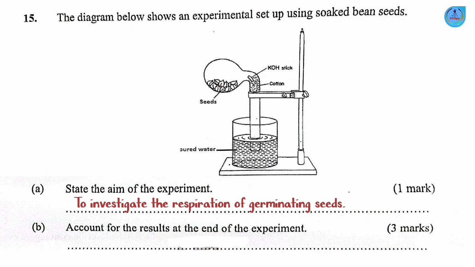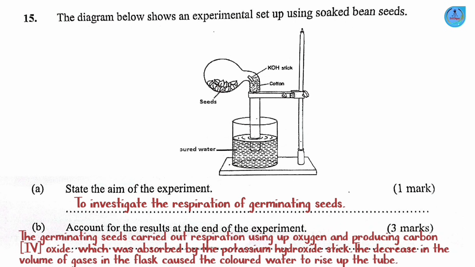Part B, account for the results at the end of the experiment. Okay, so with this question, we are supposed to state the results at the end of the experiment and then explain how they came about. Now, what are the results? The colored water will rise up the flask. Okay, how did this happen? Number one, soaked beans will start to germinate. Remember, if you have conditions such as enough oxygen and water, you are going to end up having germination. These are seeds that have been soaked, so germination will take place.